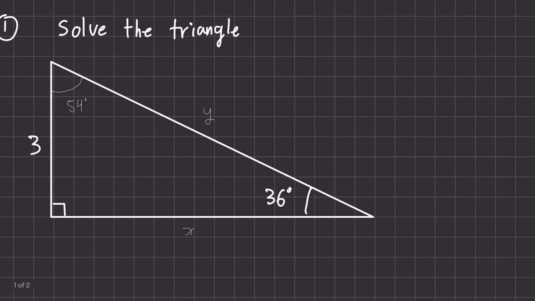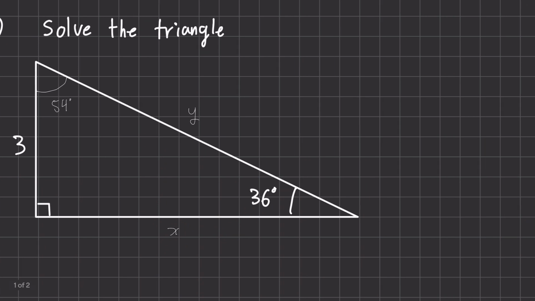Because we only know the angles and only one other side length, we have to use trigonometric functions. Now, with respect to the angle 36, we know that 3 is opposite to the angle 36 and x is adjacent to it. Using SOHCAHTOA, we know that in this case we must use the tangent function. So tangent of 36 degrees gives us 3 over x, and isolating for x gives us 3 divided by tangent 36. This is approximately 4.13.